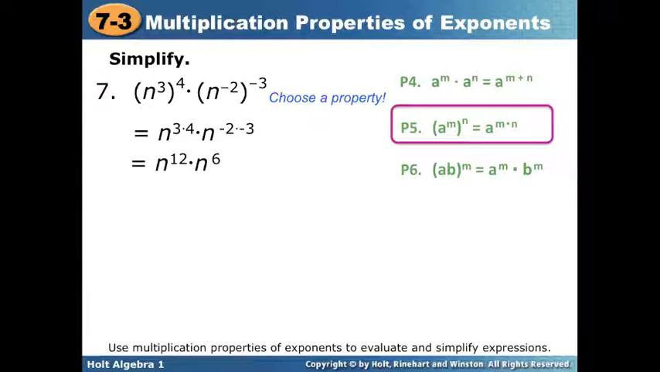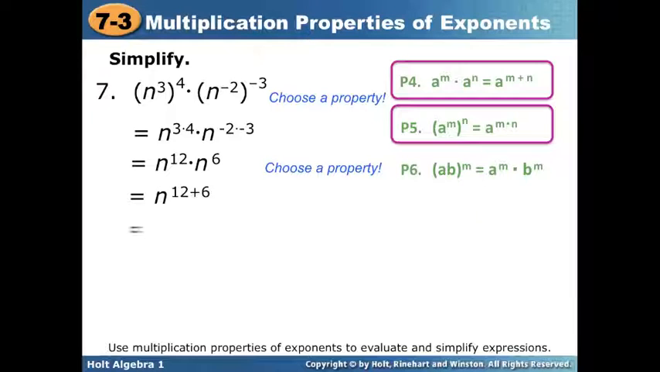We now see we have like bases, so we will add our exponents using property number 4. So 12 plus 6 gives us 18. So our final answer is n to the 18th.